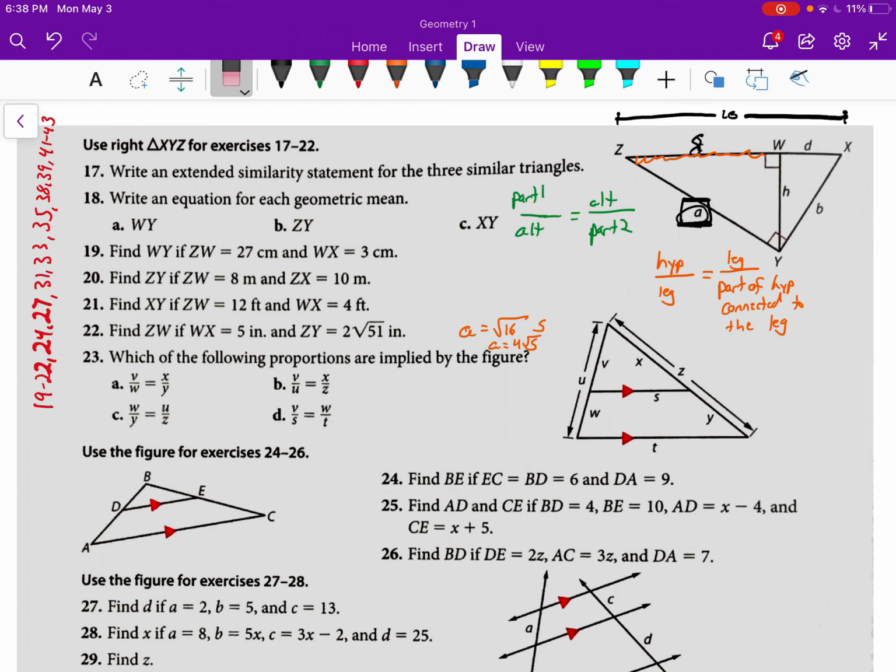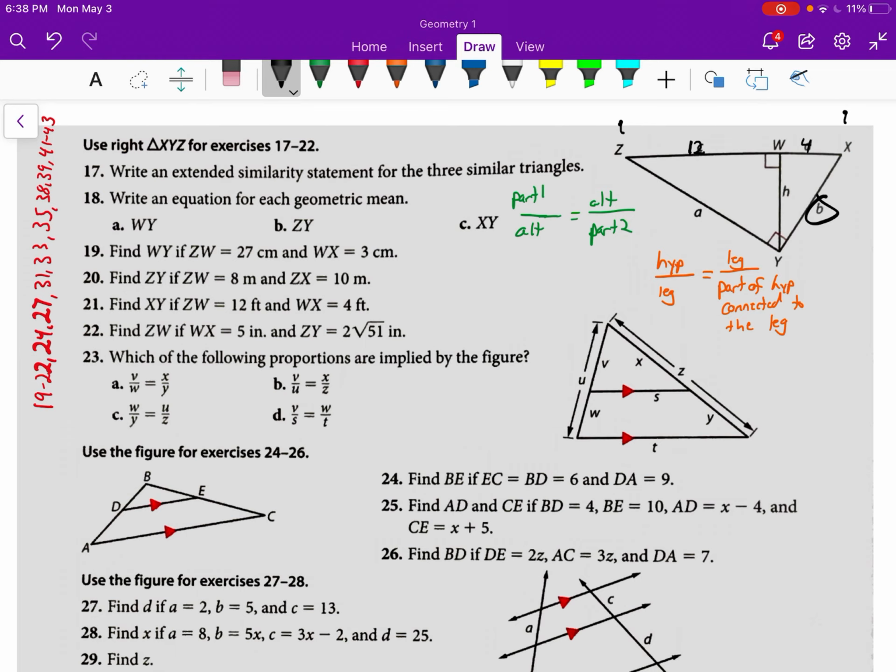Once again, erasing that information, we're going to go to number 21. 21, find XY. XY, where is that? XY, that's this one. XY, which is a leg, if ZW, that's this one. ZW is 12. That's 12. And WX is 4.